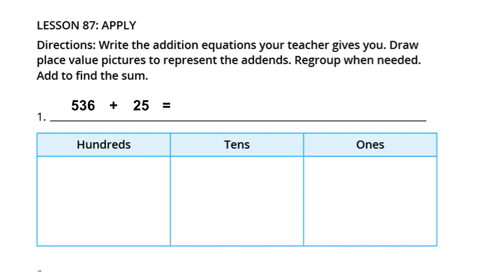Yes, 6, so we will represent 6 in the ones as 6 small squares. 1, 2, 3, 4, 5, 6. And tell me, what is the number? Write it in the tens. Yes, 3. So we will represent 3 in the tens as 3 straws, like this. 1, 2, 3.